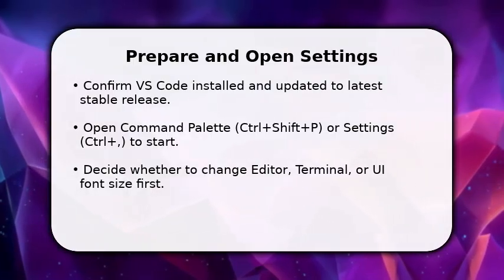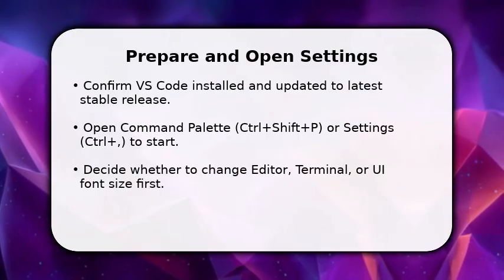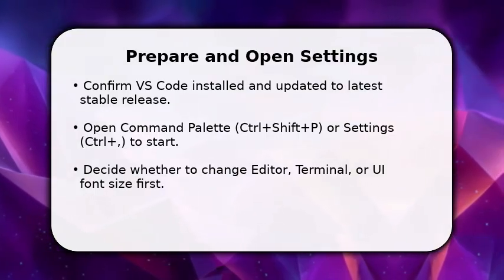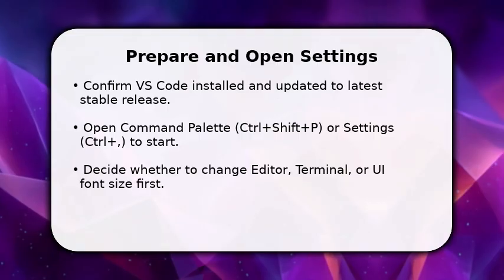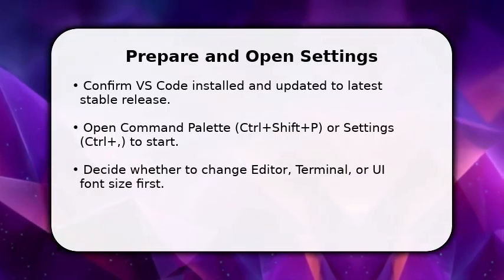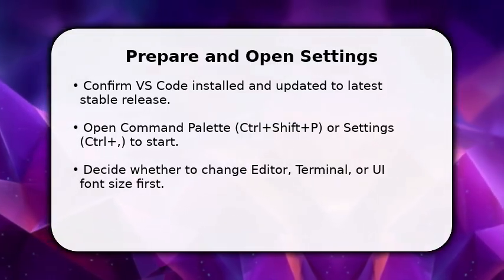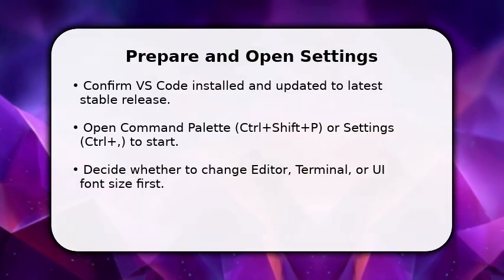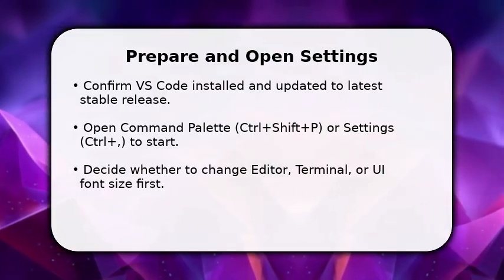Make sure you know if you want editor text, terminal text, or the whole interface scaled because the commands differ. Once done, toggle between GUI and settings JSON. Making that decision first saves time and prevents accidental global changes later.